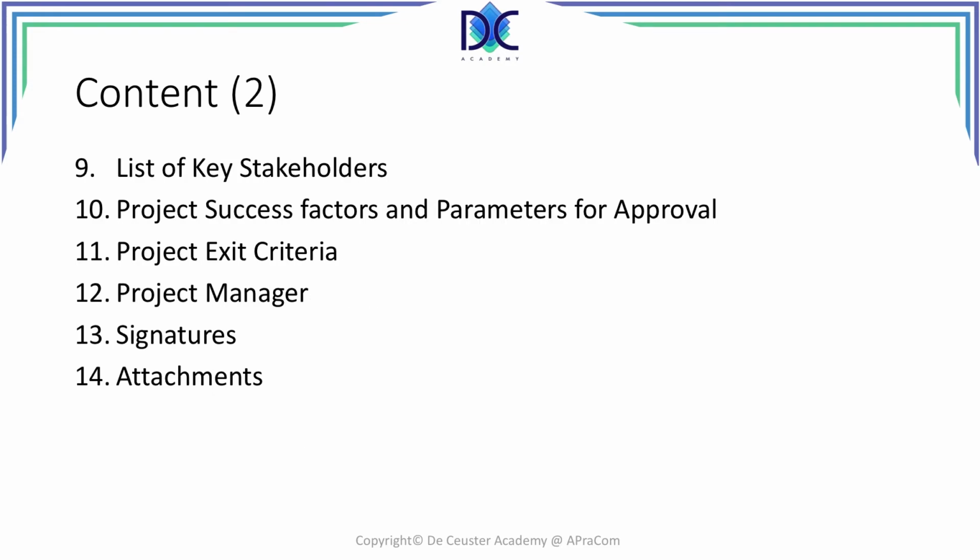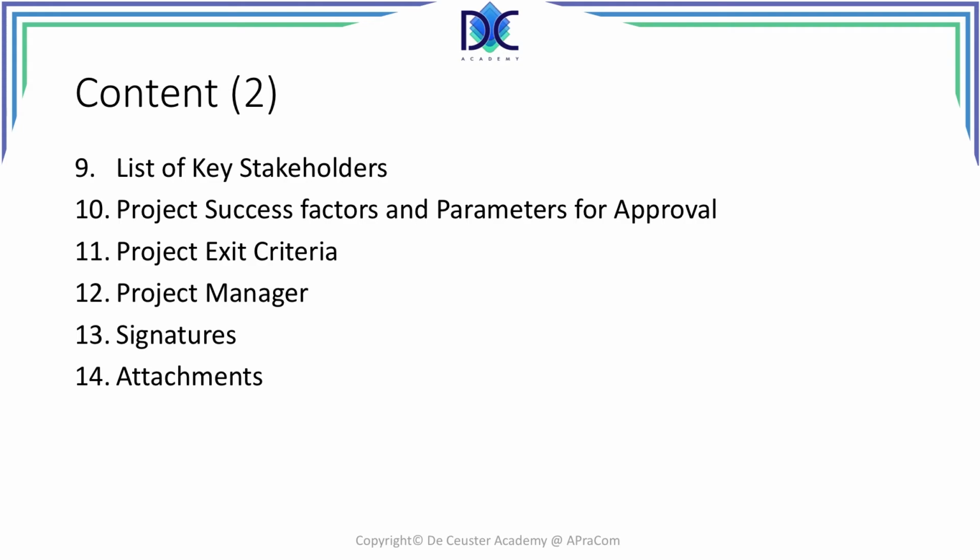The following paragraphs of the charter will be discussed now. First of all, the list of the key stakeholders. It is very important to identify the stakeholders at the beginning of the project. We know that they can change during the project, but the moment we make the charter, we already have to have a list of key stakeholders.